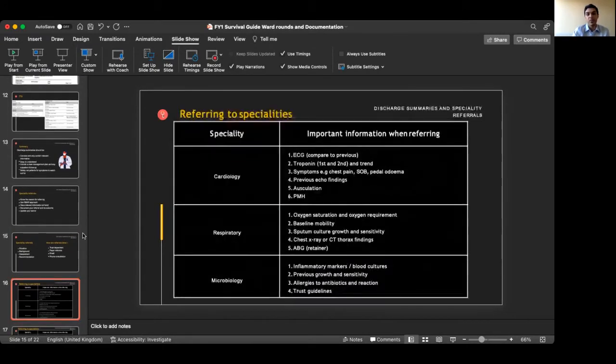But to find out more, you will get to know about it during your induction, or you'll learn about it as you start the job according to your trust. So it will be different according to different trusts.